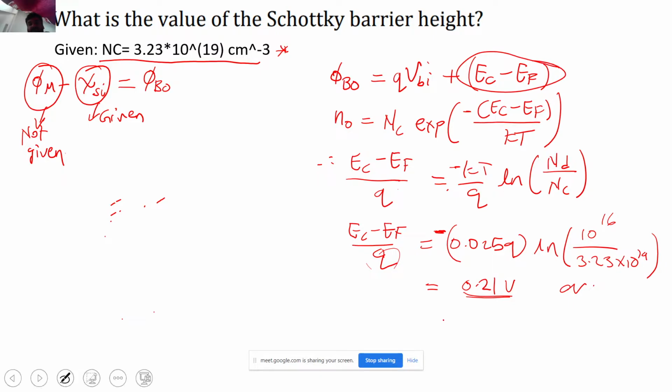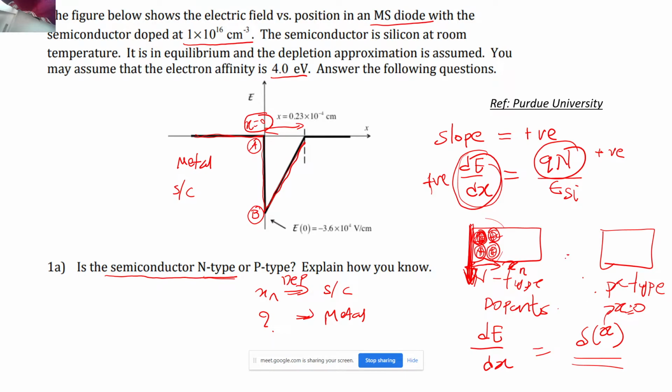Now can you guys please help me in calculating the value of VBI? I will just present you the diagram in front. So can you guys please help me? How can I calculate the value of the built-in potential from this diagram? Using the formula of depletion width. Okay, correct. So what formula are you talking about?